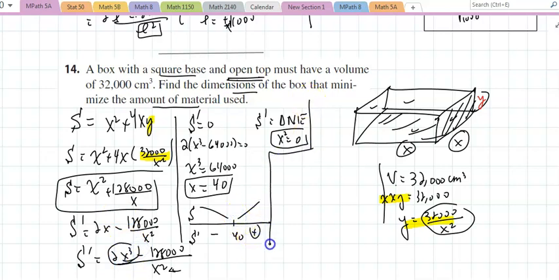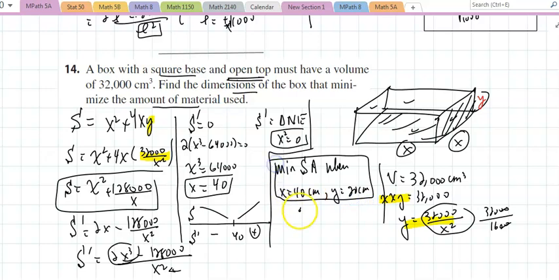So in this case, we know that we have a minimum surface area when x equals 40 centimeters and the height y equals, and what is that? If I put 32,000 divided by 40 squared, 1600, 2 zeros cancel out, that's 20. That's acceptable. Or you could say we have a minimum surface area when we have 40 by 40 by 20 centimeters. That works as well.